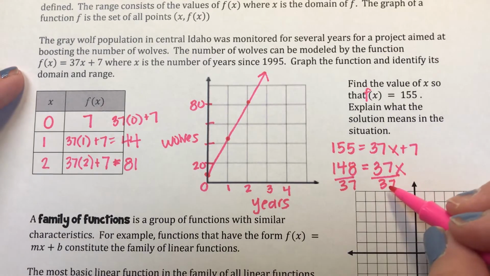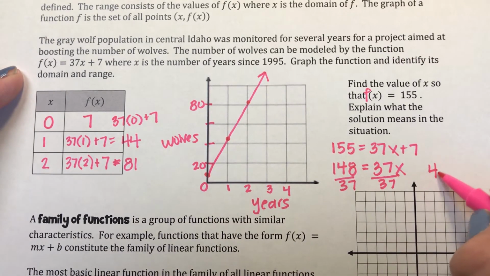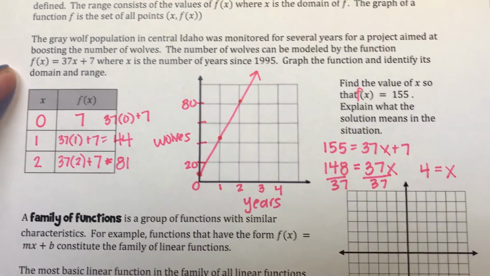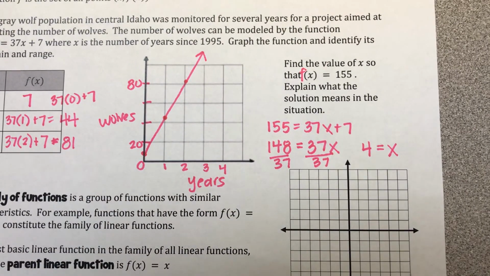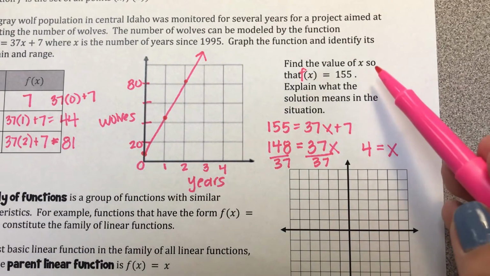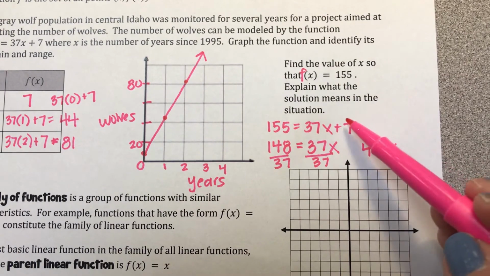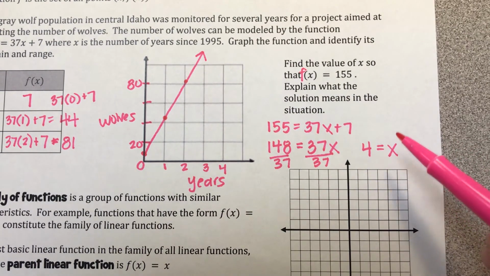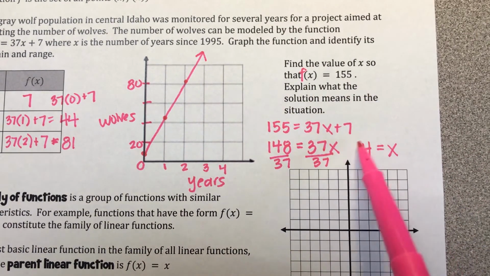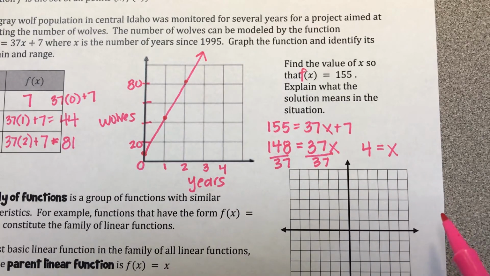Okay, spoiler alert, 37 goes into 148 4 times, so 4 would equal x. Okay, and then I didn't leave you all a ton of room here, but it says, explain what the solution means in the situation. So think about it, right? Think about what f of x is, and think about what 4 is.